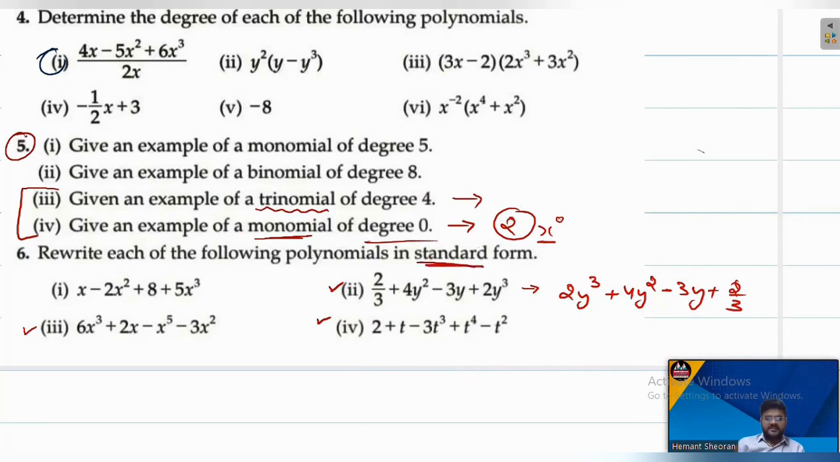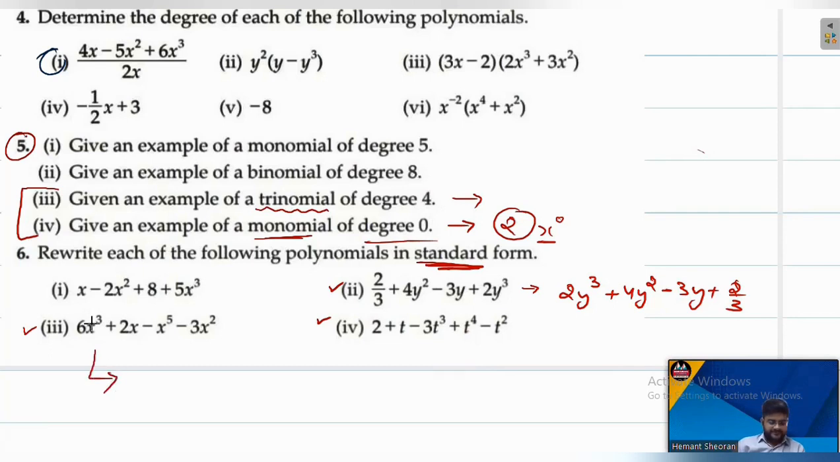That is the standard form, either writing it in ascending order or in descending order of the degree. So we have written them in the descending order of the degree. That's it.